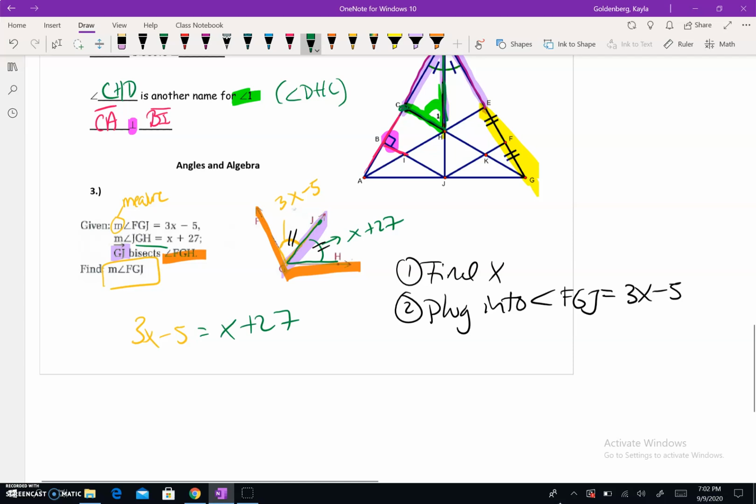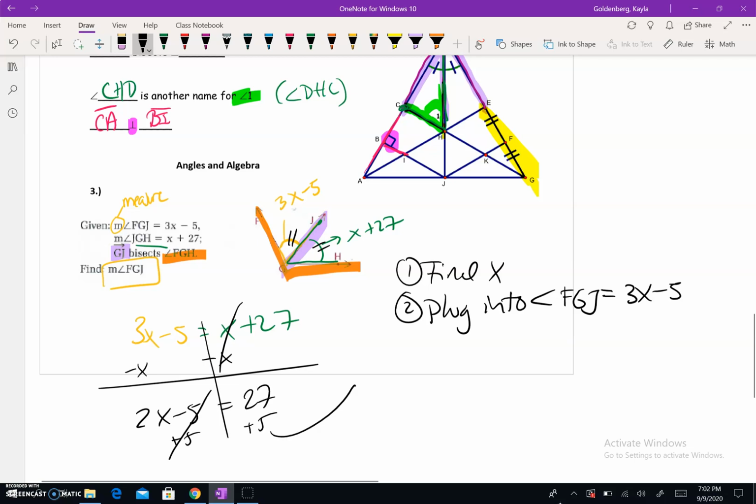This is really similar to some problems we saw with midpoints and setting up an equation saying that the two line segments were equal. I'm going to subtract x on both sides. 2x minus 5 is equal to 27. I'm going to add 5 on both sides. And it looks like my new equation is 2x is equal to 32. Divide by 2 on both sides. And it looks like x is equal to 16.